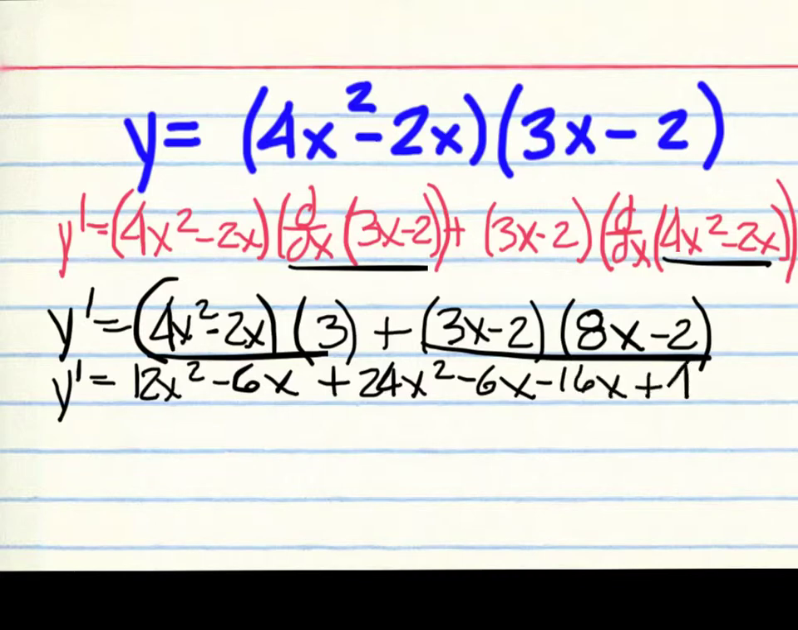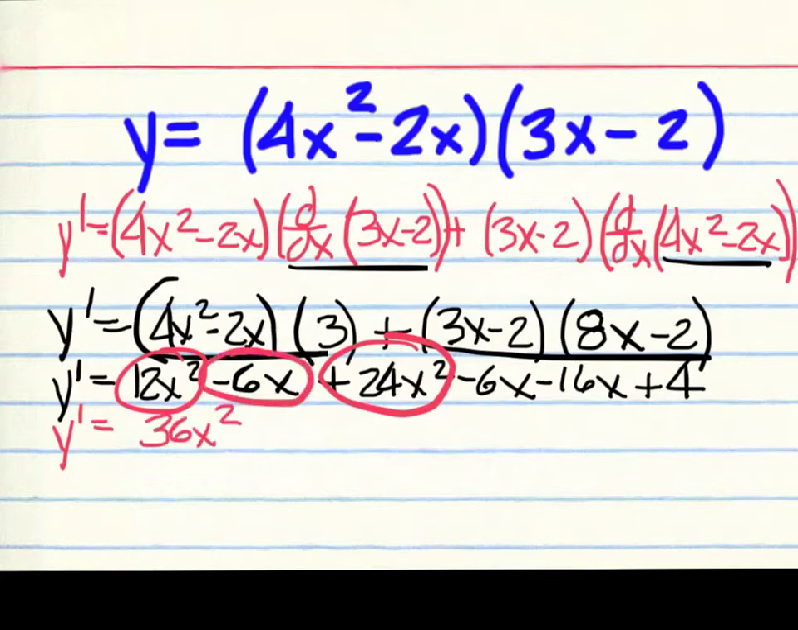And now you have to simplify. 12x squared and 24x squared is 36x squared. And then minus 6 is minus 12, minus 16 is minus 28x, and then plus 4.